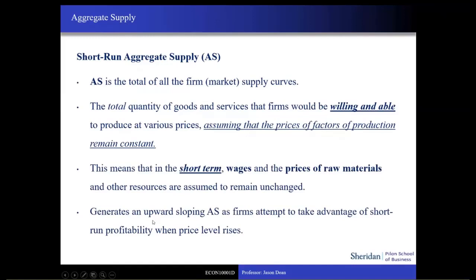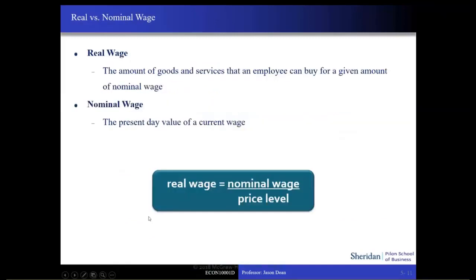And it will be an upward sloping curve. And that's kind of easy to see. But let's first just think about what the real and nominal wage is, and then we can use that to explain why it's upward sloping. So the real wage is the amount of goods and services that an employee can buy for a given amount of a nominal wage. And a nominal wage is the present day value of a current wage.